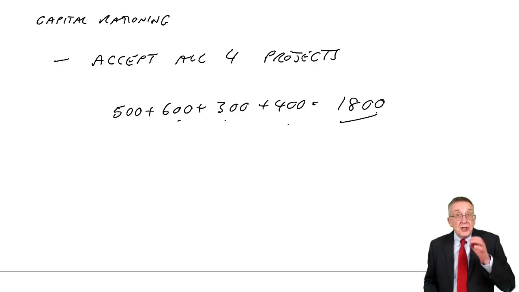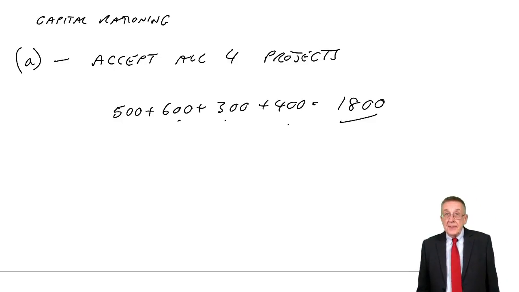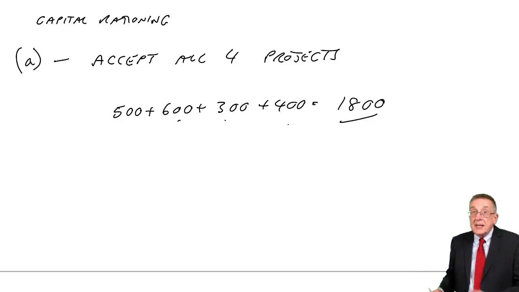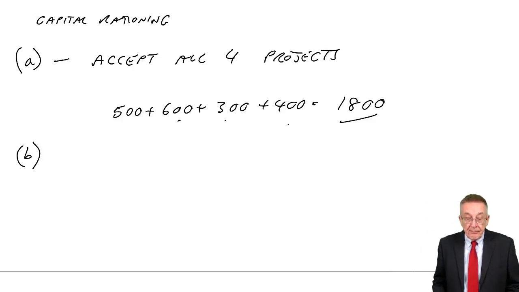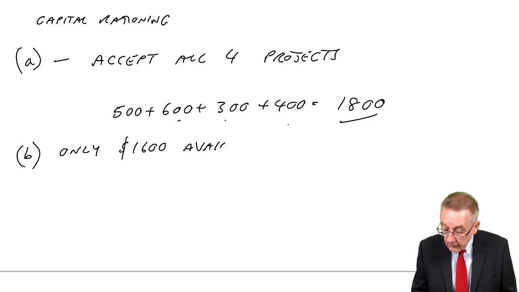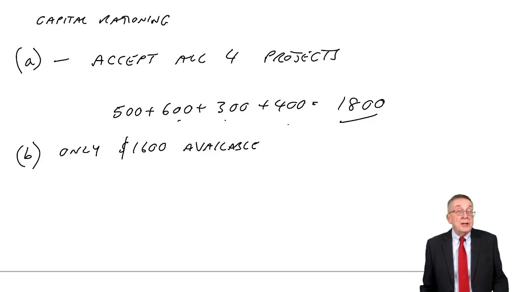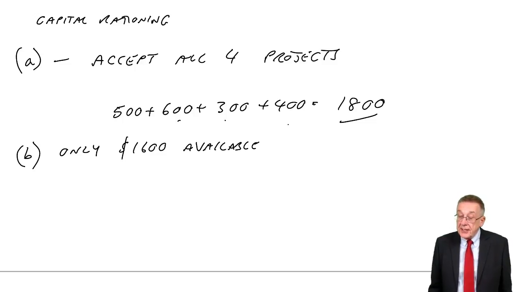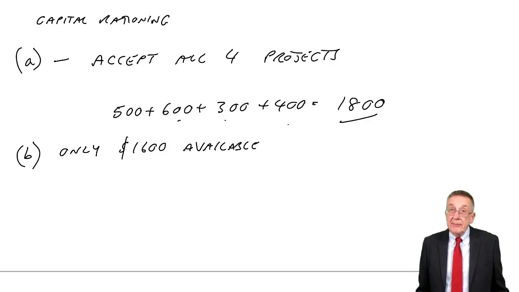Part A, if there is no capital rationing, you will do all four projects. If we can get as much cash as we want, if I can get 1,800, we'll do all four. But our problem is when we come to part B. There's only 1,600 available. Clearly, we can't do all four, so the question is, how am I going to invest the 1,600 to get the best total NPV?